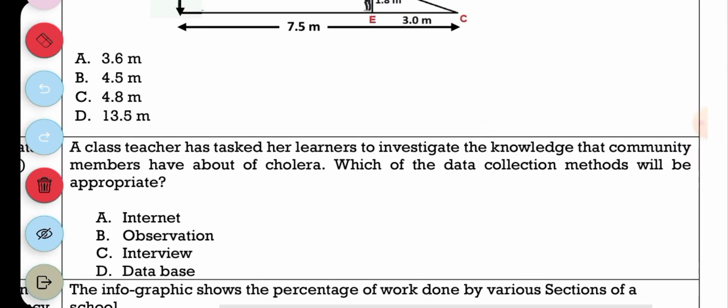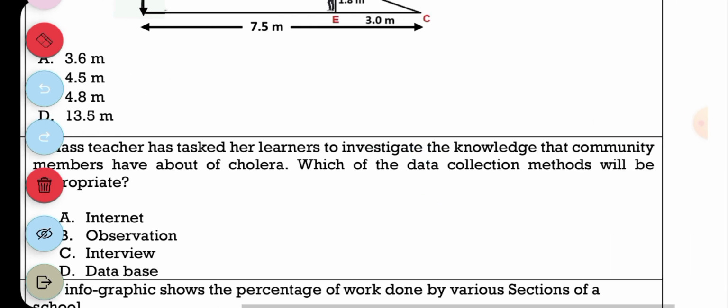So the next question, a class teacher has asked her learners to investigate the knowledge that community members have about cholera. Which of the data collection methods will be appropriate? So internet, observation, interview, and then database. So if they want to have the knowledge about the people, knowledge is in their head. You only have to ask them. So by interview, C.